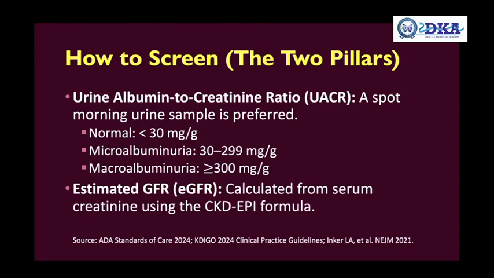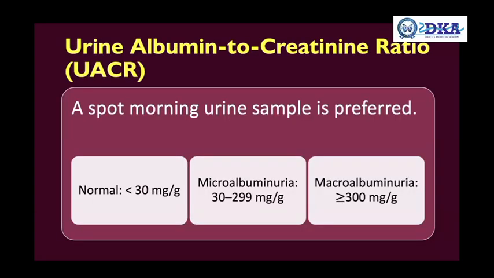So how to screen? There are two pillars for screening diabetic nephropathy, one of which is urine albumin creatinine ratio and the other is estimated eGFR. What is urine albumin creatinine ratio? It is the ratio of urine albumin, which is measured through turbidimetry method, and urine creatinine, which is measured by Jaffe's method. Usually, a spot morning urine sample is preferred.